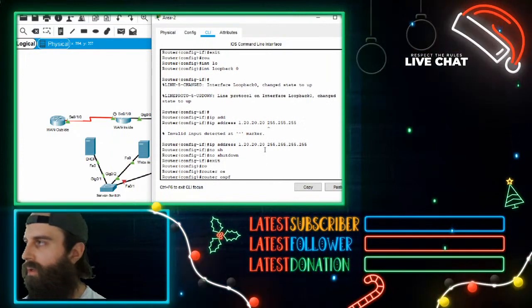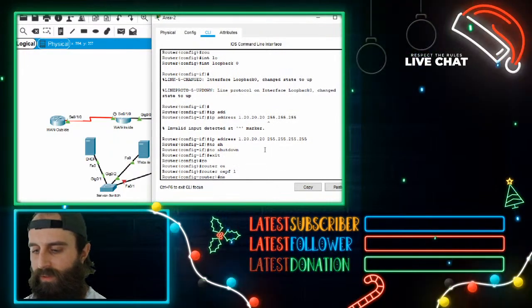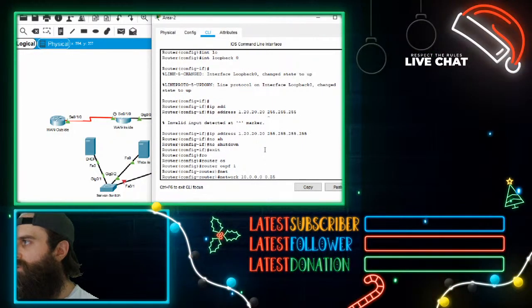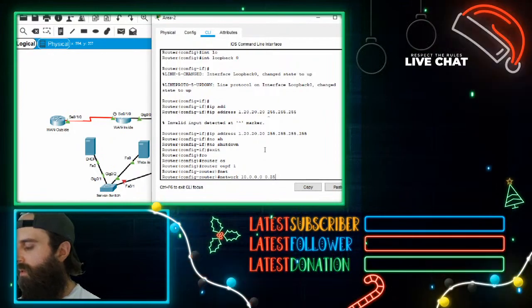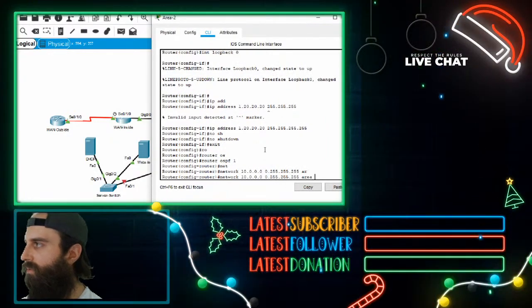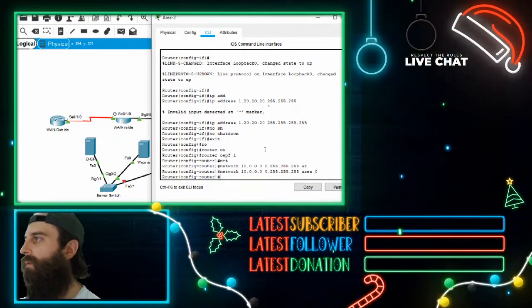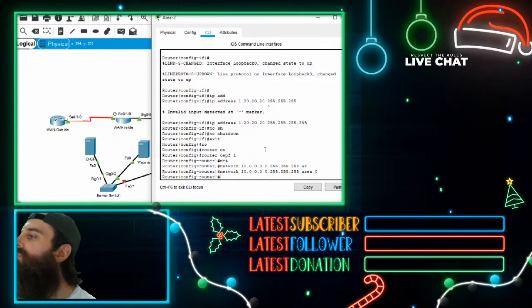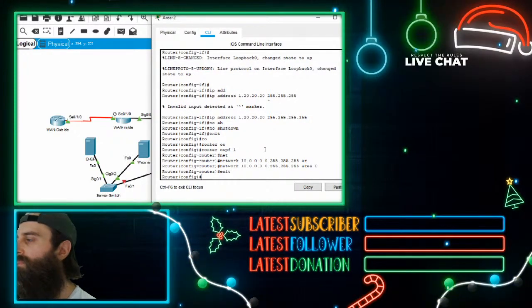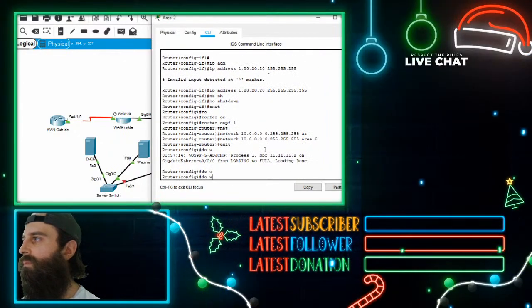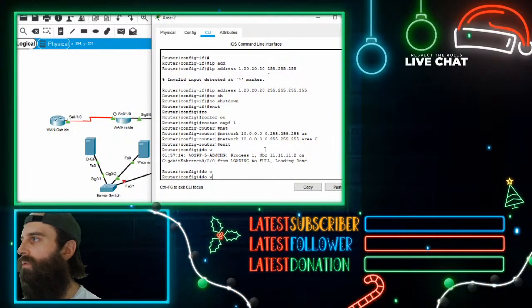Router OSPF 1. Network 10.0.0.0 0.255.255.255. That's area 0. All right, and exit. Okay, we've got our adjacencies. We're good.